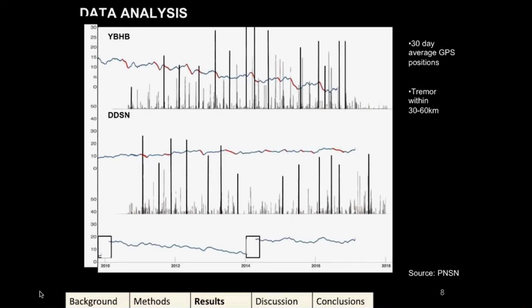So the red marks here are all of the ETS events that I cataloged. This is not actually all of the events that I cataloged, because it went back to 2001 for DDSN and 1997 for YBHB. But in terms of space, I just cropped it out to 2010 to 2018.